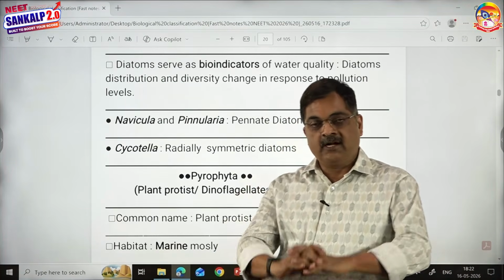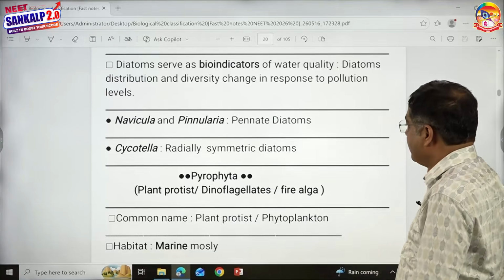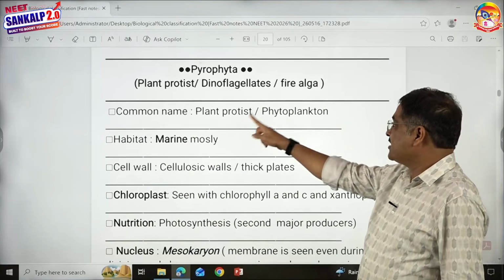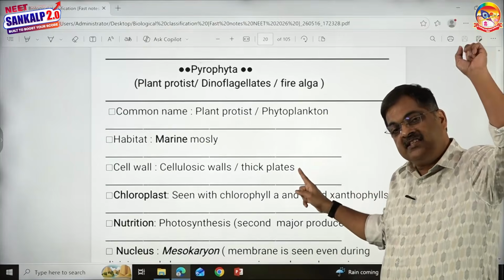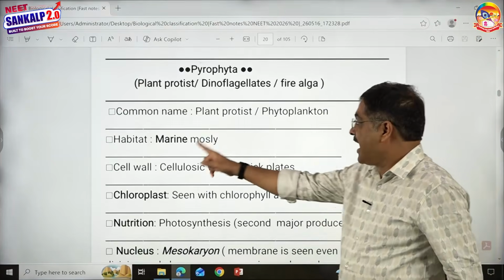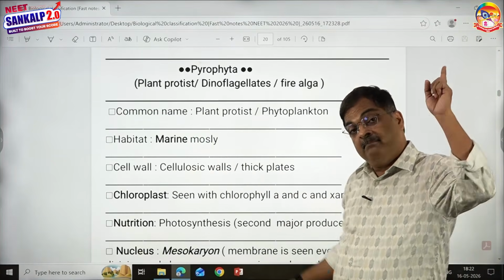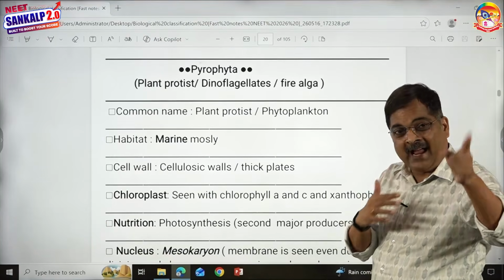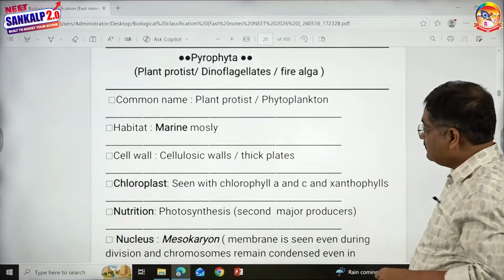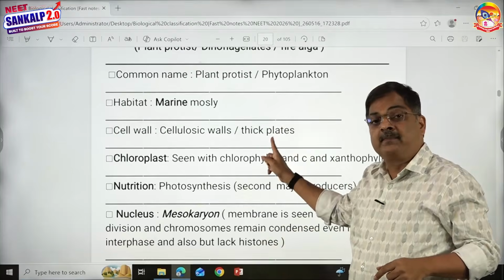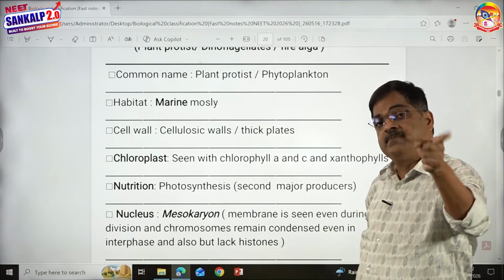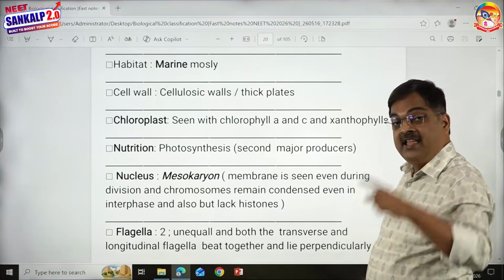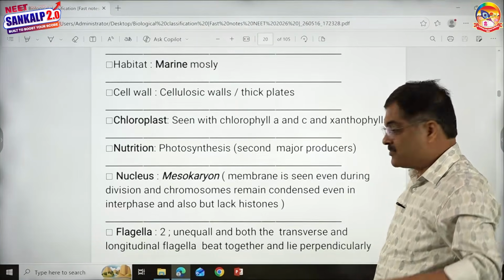We started with some side headings. The same side headings will go for Pyrrophyta, that is dinoflagellates. Common name, plant protist and phytoplankton. Same thing even for diatoms. Habitat, marine only, but for diatoms it is marine and freshwater. Cell wall, cellulosic plates; in diatoms also cellulose but with silica. Chloroplast, A and C, they are also A and C in diatoms.